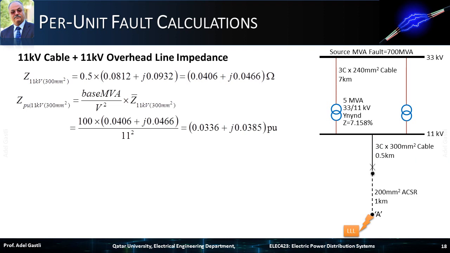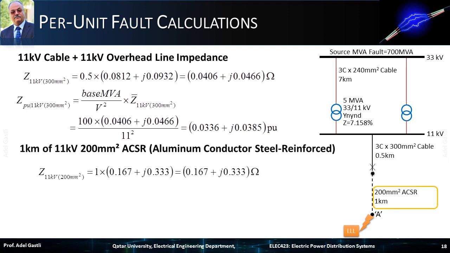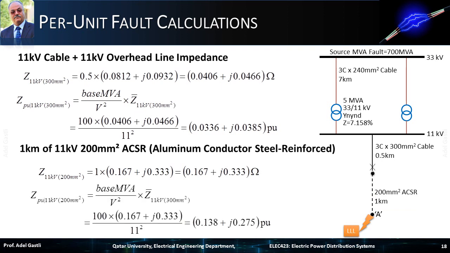Converting it into per unit, yields this value. Now, for the 1 km 11 kV cable of 200 mm² cross-section area with aluminum conductor, the total cable impedance is determined by this equation. And the corresponding per unit value is determined by this equation, that yields a value of 0.138 plus j0.275 per unit.